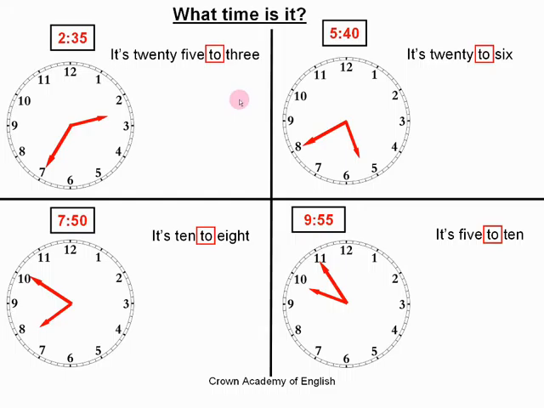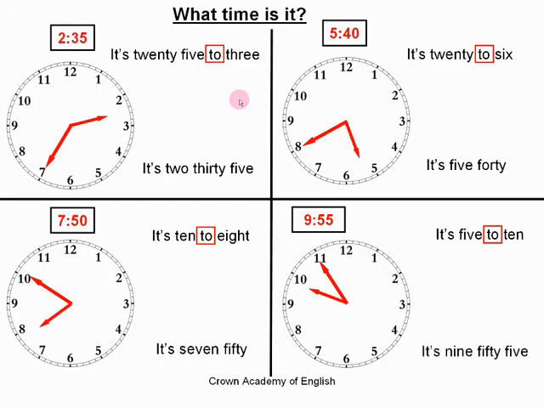And we also have the second method. We can say it's 2:35. It's 5:40. It's 7:50. It's 9:55. Okay?